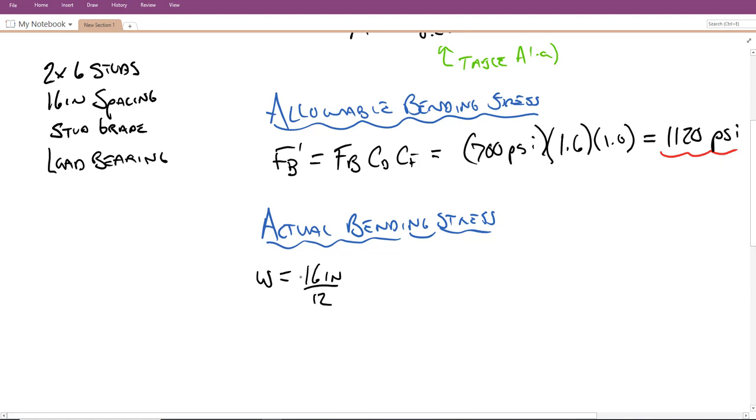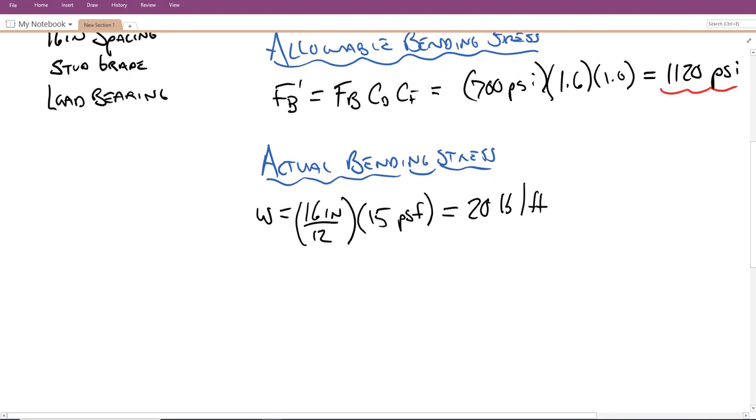We'll go ahead and throw a 12 in there to convert it to feet, and we multiply by the 15 pounds per square foot. So this is the tributary width multiplied by 15 pounds per square foot, 8 inches from each, halfway between each stud, contributing for a total of 16 inches, and that makes it a 20 pound per foot uniformly distributed load acting along each of those studs.